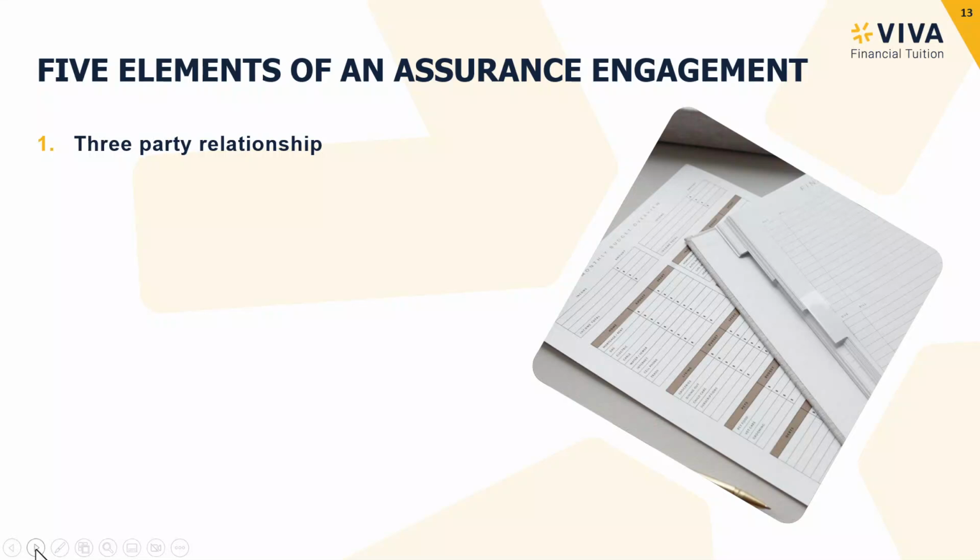As you may imagine, this means there are 3 different parties who are interacting with each other in the course of this engagement. The first we will see is the practitioner. The practitioner is the expert. They are the people providing the conclusion or the opinion on the subject matter. They will be the people writing and providing the report, and they are, as we've said, the expert in essentially the matter that is being reviewed or the information that's being provided.